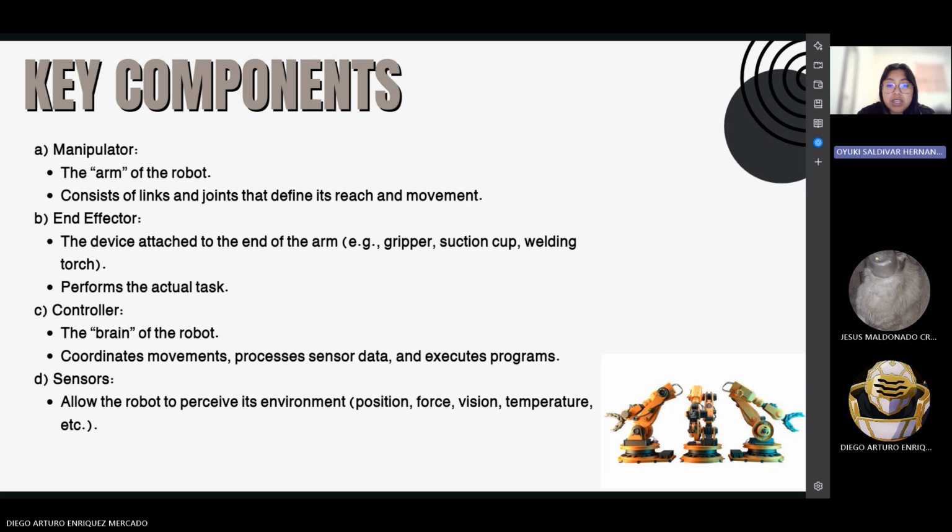Key components. Industrial robots have several main parts. First, the manipulator or robot arm, which allows movement. Second, the end effector, the tool such as a gun, gripper, or welding torch. Third, the controller, which is the robot brain. And finally, sensors, which help the robot detect the position of an object around it.